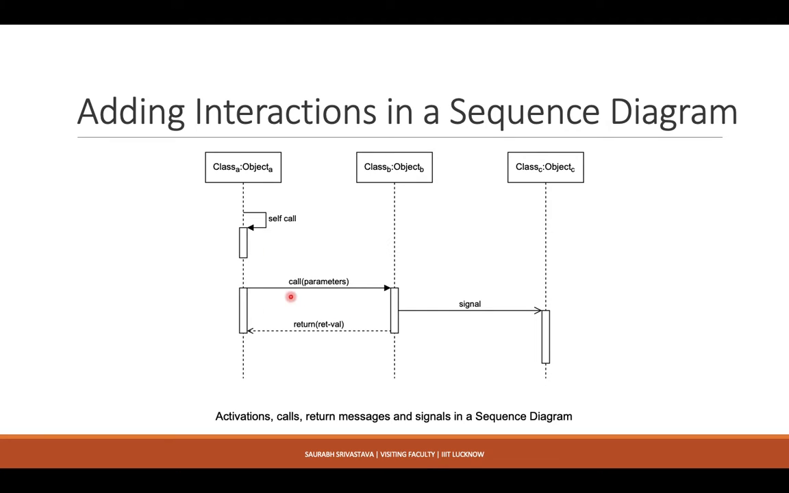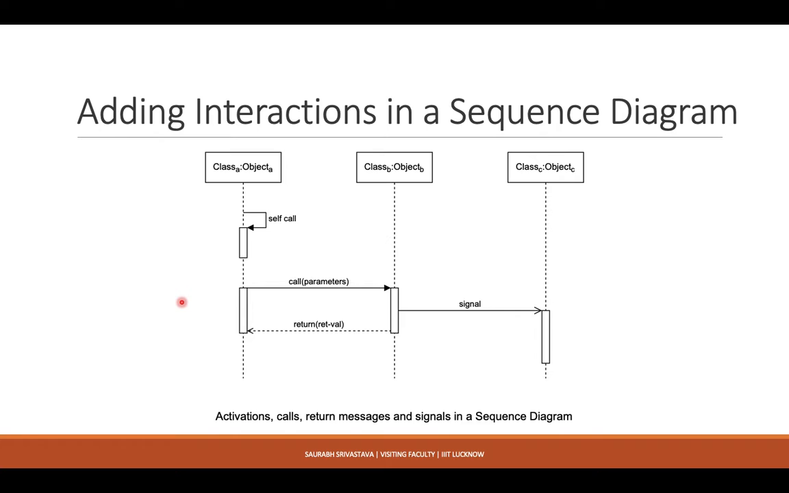This is the example of the call and return thing. You can see that the arrow is slightly different for the call part as compared to the signal part, right? So both are solid arrows, but the arrow types, the arrowheads, are slightly different. And for the return type, the arrow itself is dotted. So this is the simplest form of a sequence diagram.